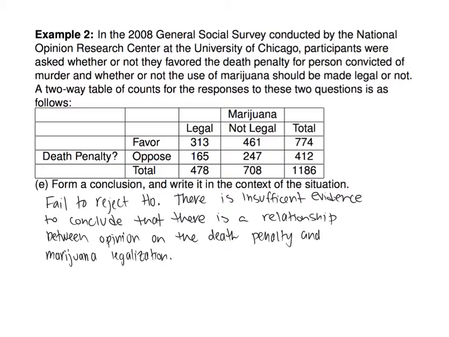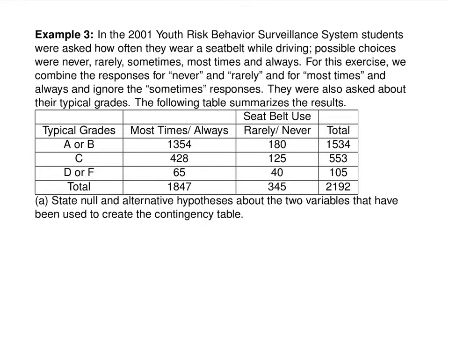So what we're going to do today, with the next example, we're going to extend this idea to a table that's bigger, just has more categories in it. That's all. So, for example, here we have a table that has data from typical grades that 12th graders had and whether or not they always wore a seatbelt or rarely wore a seatbelt. And we're trying to say is there a relationship here. Do the numbers suggest that there is a relationship?